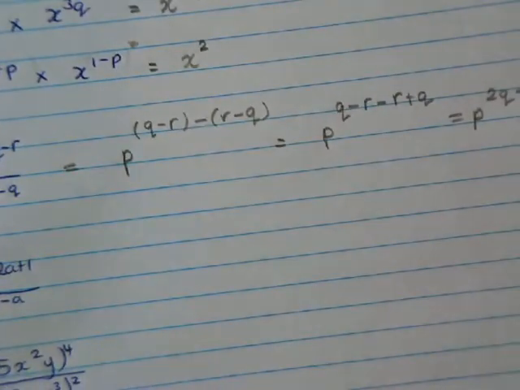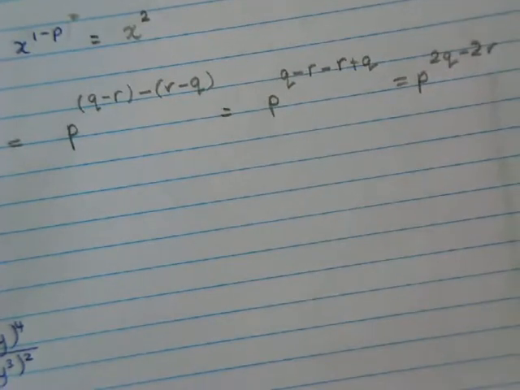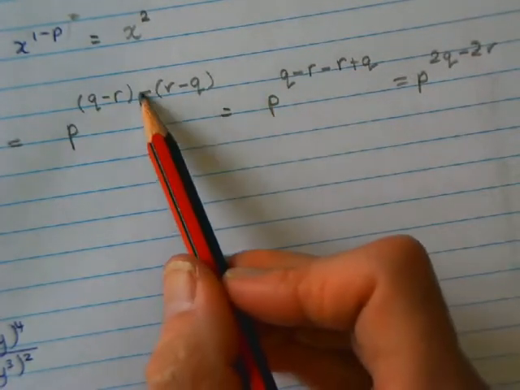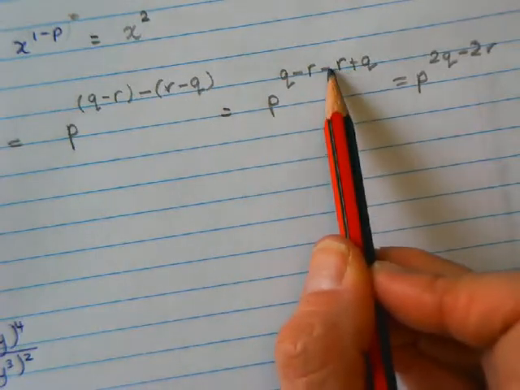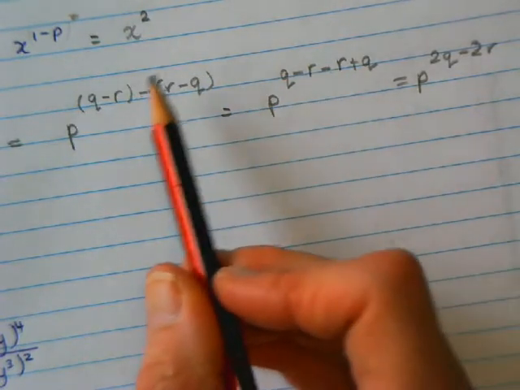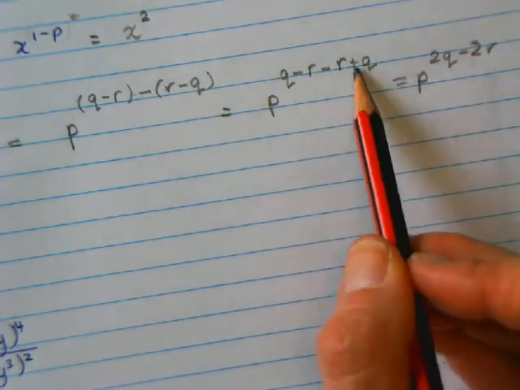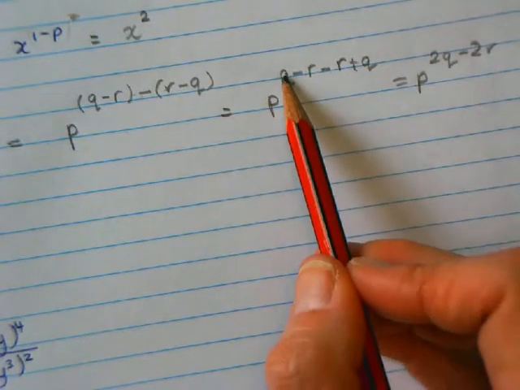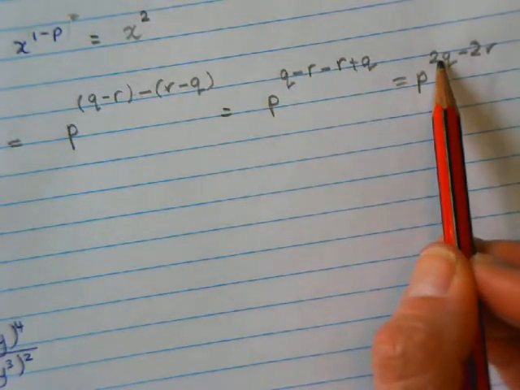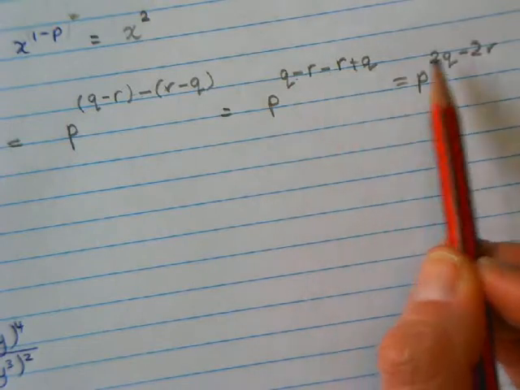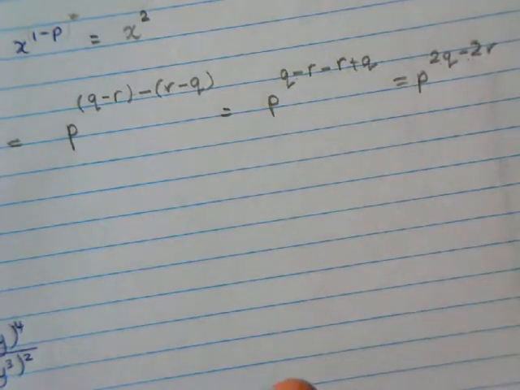Just to make sure that you understand, subtracting the minus q gives me plus q, minus r gives me minus r, and then a minus times minus gives me a plus. So we had a q plus a q gives me 2q, a minus r and a minus r gives me minus 2r.